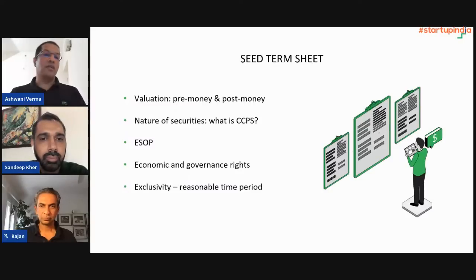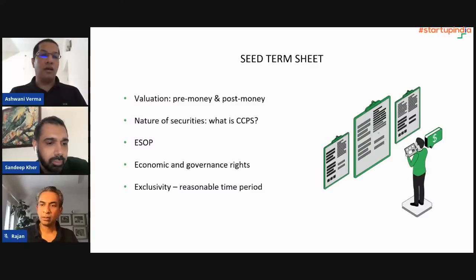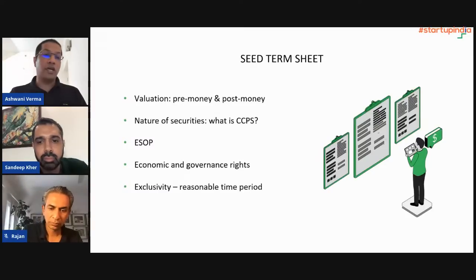First and foremost is the valuation of the investee company. You would have all heard a lot about investors talking about pre-money valuation and post-money valuation. But simply put, pre-money valuation for your entity would be the valuation which the investors are willing to give prior to their investment in the company.